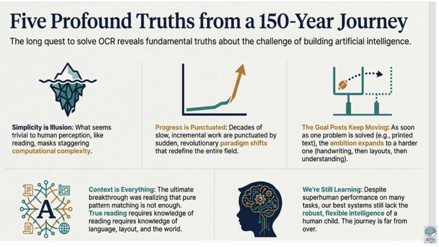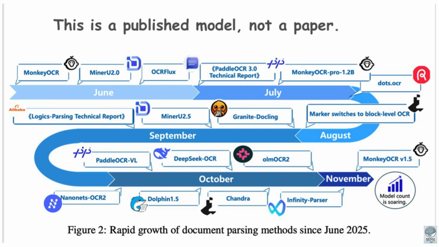Five profound truths. Simplicity is an illusion. Reading is far harder than it looks. Progress is punctuated. Big jumps come from paradigm shifts. Goalposts keep moving. New challenges arise as old ones are solved. Context is everything. Meaning matters more than shapes. We're still learning. AI still lacks deep human-like understanding.